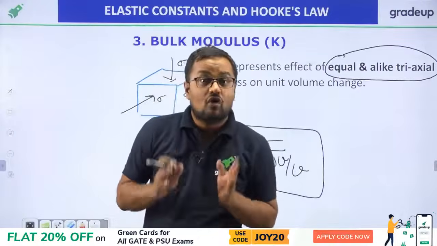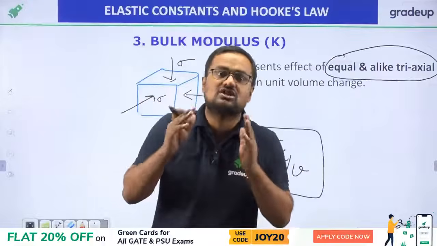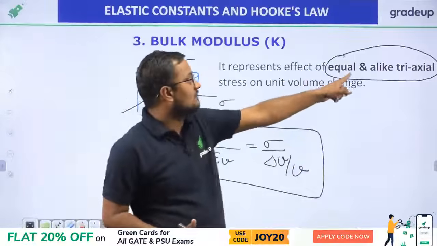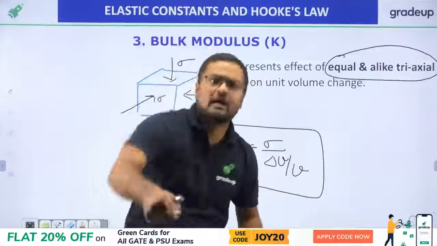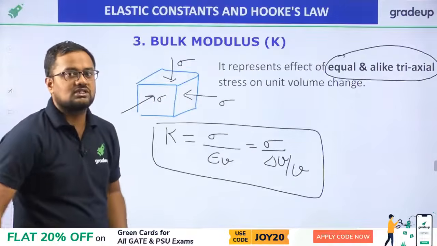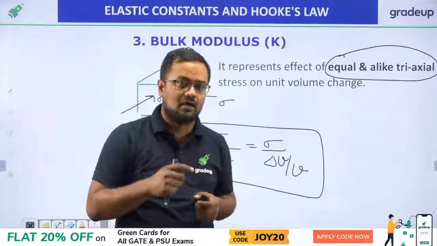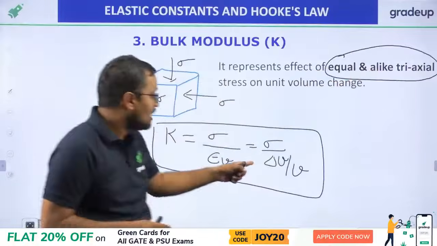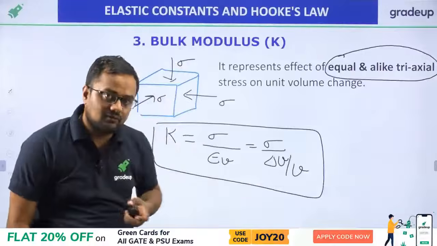rest. So when water is at rest, pressure at any depth below, that is gamma H, is equal in all directions. So bulk modulus is only defined for equal and alike triaxial stresses. All three stresses can be compressive or tensile, but they should be of equal magnitude. Only for that case bulk modulus is defined. If this is 2 sigma or this is 3 sigma, then there is no meaning of bulk modulus. So bulk modulus is hydrostatic stress, or equal and alike triaxial stresses, upon volumetric strain. Volumetric strain means delta V by V.